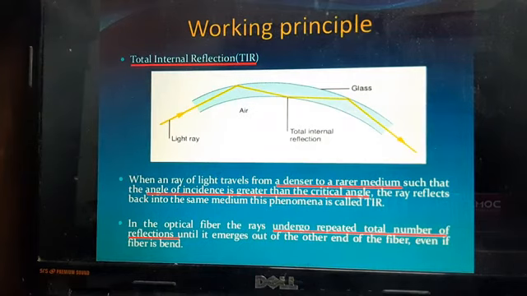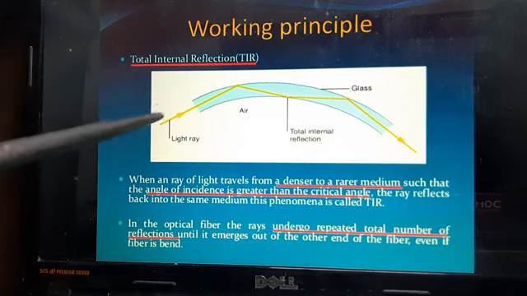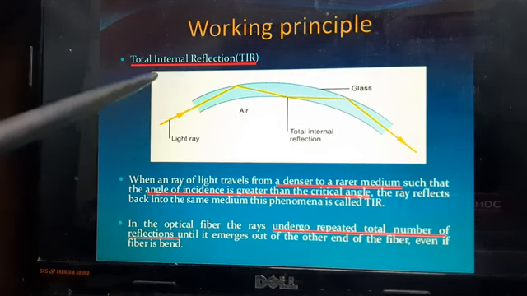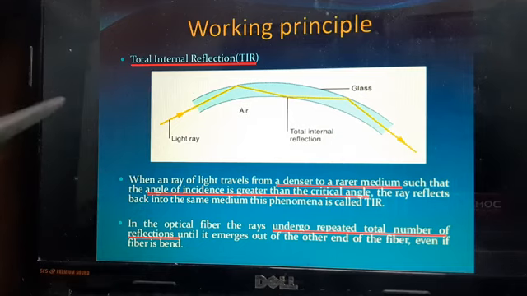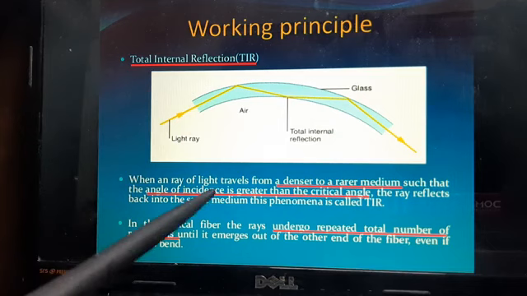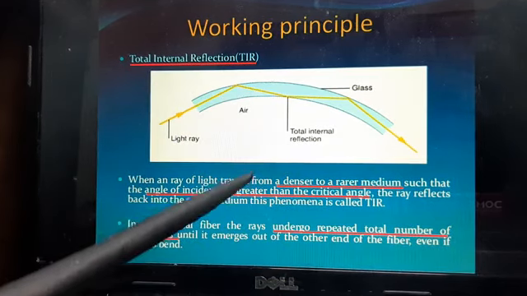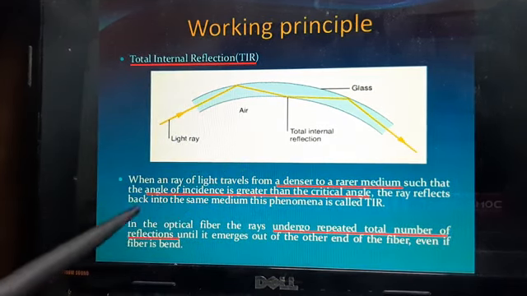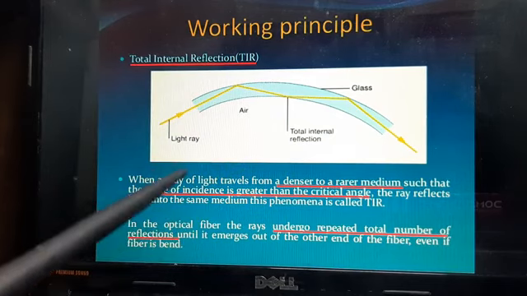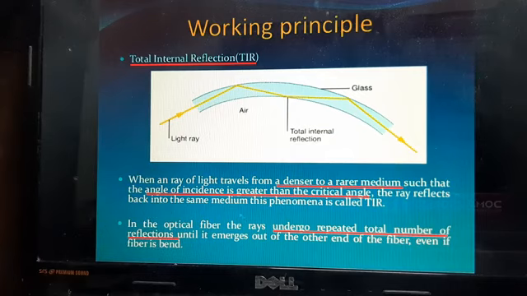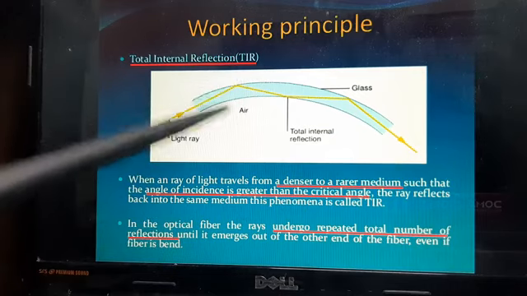Now this is the working principle. This optical fiber is based on the principle of total internal reflection. As you know, this is a phenomenon. It happens when light travels from denser medium to rarer medium and the angle of incidence is greater than the critical angle. So the ray reflects back into the same medium, and this phenomenon is called total internal reflection or TIR. So this is the principle of the optical fiber.